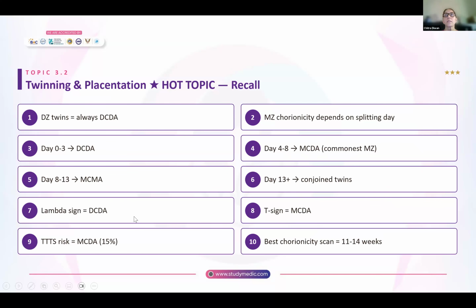Lambda sign is seen in dichorionic diamniotic twins. T sign is seen in monochorionic diamniotic twins. Risk of TTTS is highest with monochorionic diamniotic twins, about 15%, and chorionicity determination is best done at 11 to 14 weeks, or when you are doing the dating scan. That is the best time to assess for chorionicity.